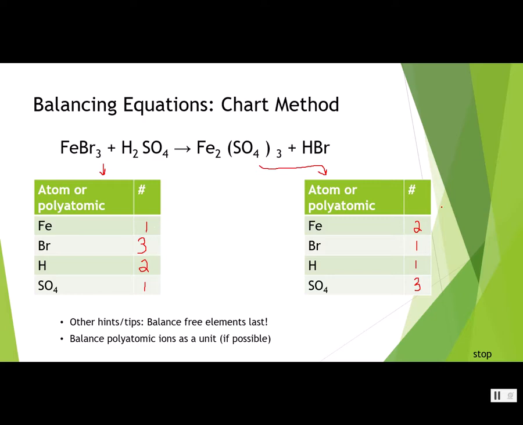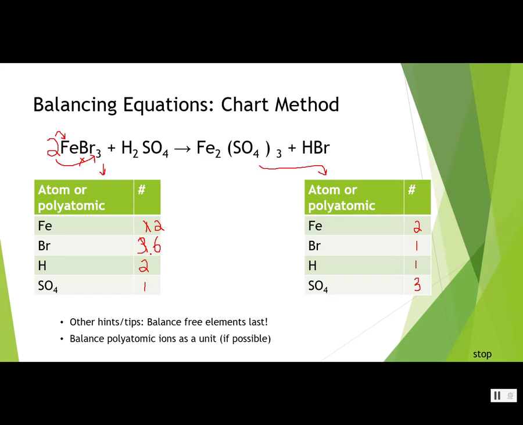We've got 1 iron on the left, 2 on the right. The only way to get 2 irons is to add a 2 out front of the FeBr3. That will change my chart, so I now have 2 irons. So I now have 2 irons, which is great, but that also changes my number of bromines. I have 2 times 3, or I now have 6 bromines. That 2 goes to everything behind it in that molecule.